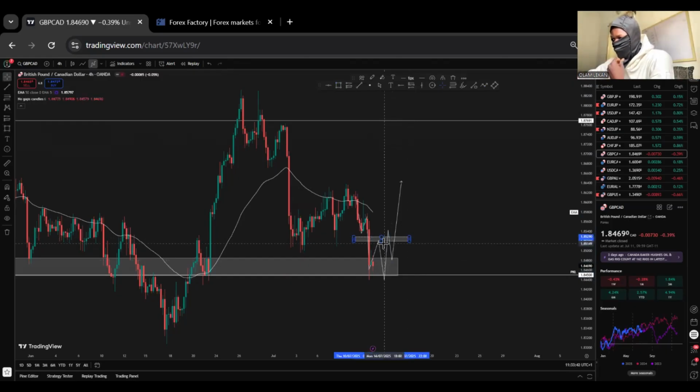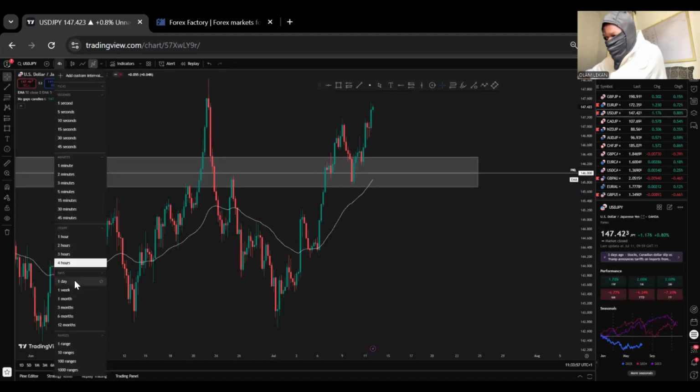So we are expecting a shift of structure or a change of character, whatever you call it, before we take it back on this pair on GBPCAD. So let's go to USDJPY. USDJPY has been bullish for weeks now, for I think about 2 weeks or so.